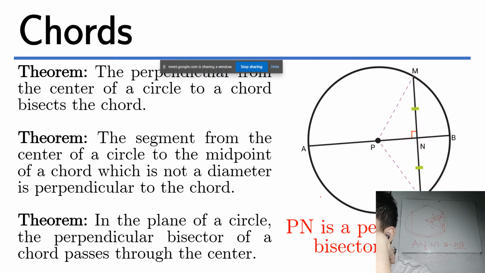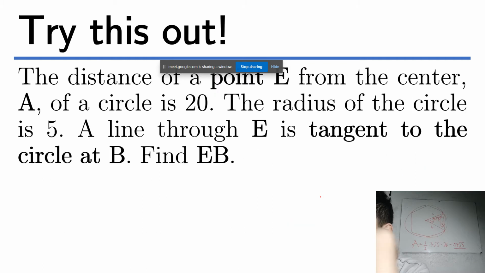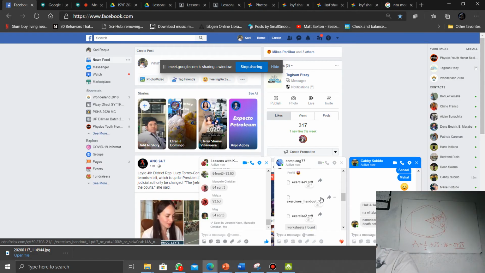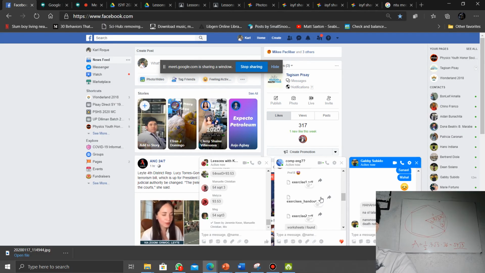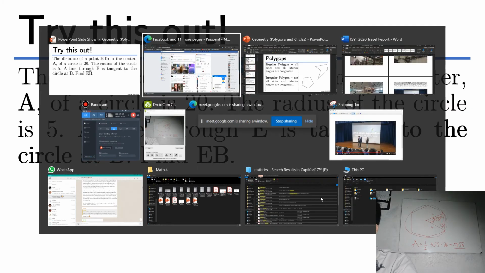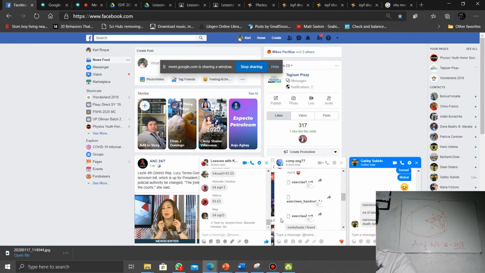Yan, PN is a perpendicular bisector to ML. Okay? Sige, let's try these exercises. I'll give you 3 minutes per item. Send lang kayo ng working or solution when you're done.